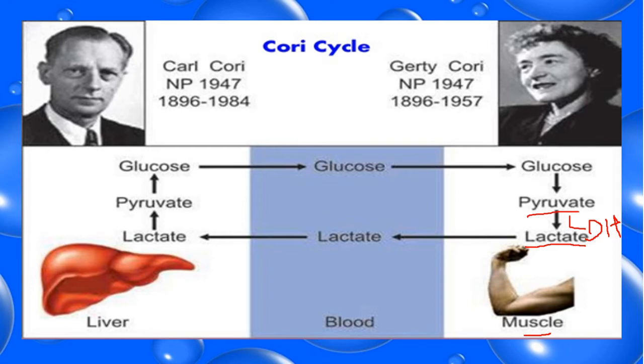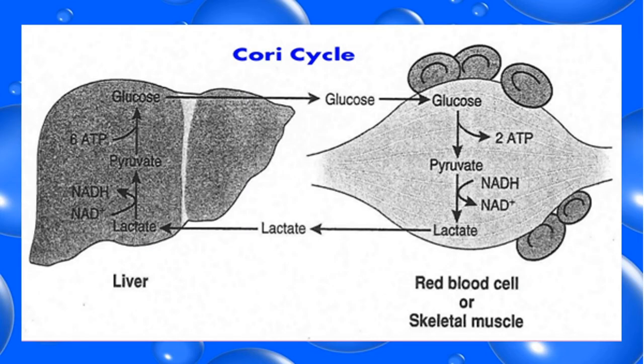This lactate is released into the blood, taken up by the liver, and converted to pyruvate by LDH. This pyruvate is converted to glucose via gluconeogenesis in the liver and released into the blood, where this glucose can be used as an energy source for muscle as well as other tissues.